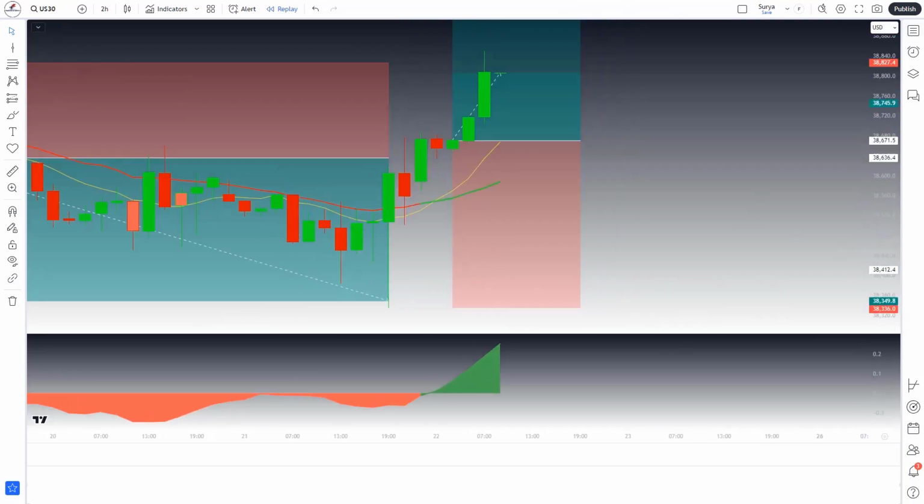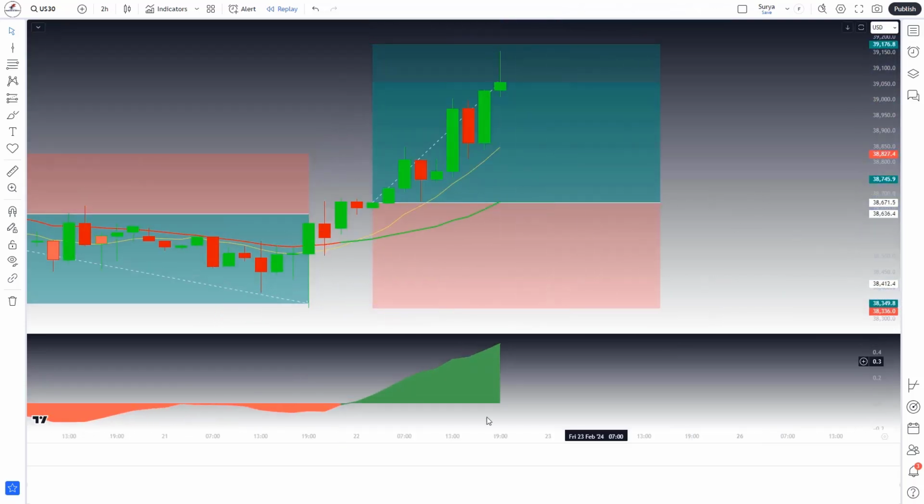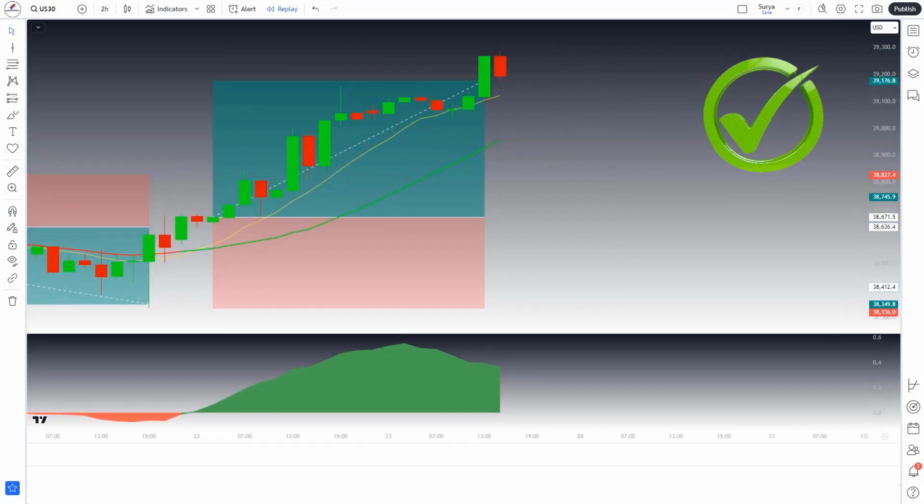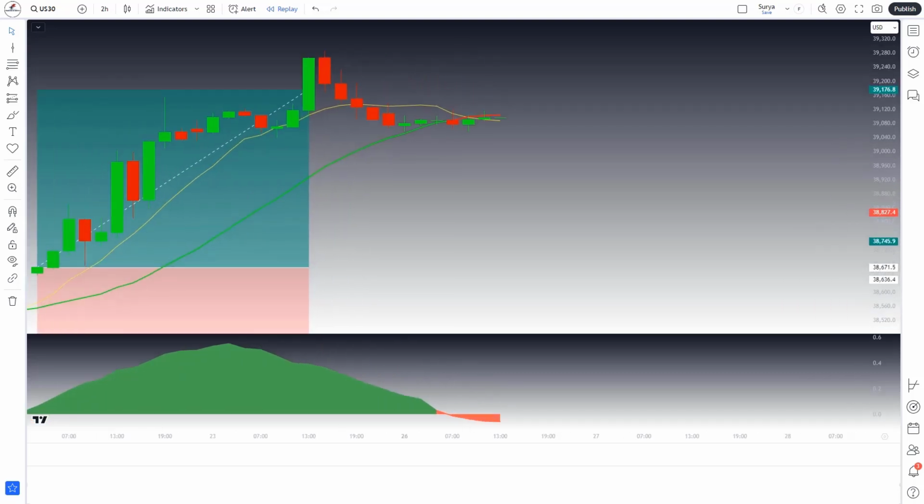Let's see what happens to our trade. Our trade is running in profit. We have won the trade. Let's find the next signal.